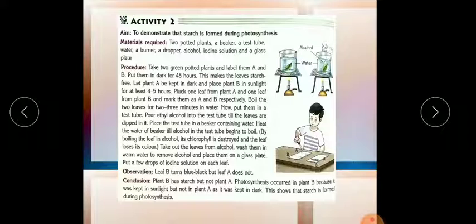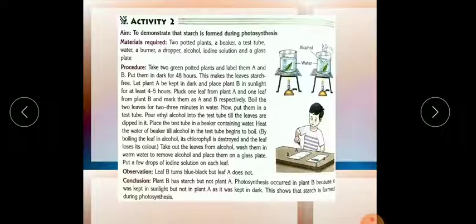Place the test tube in a beaker containing water. Heat the water of the beaker till the alcohol in the test tube begins to boil. Okay, till boiling we have to wait. Now it is written in the bracket, chlorophyll is destroyed. Chlorophyll is destroyed means that process only, decolorization.